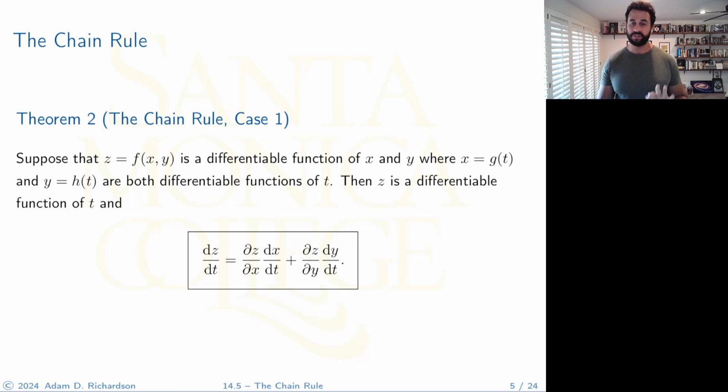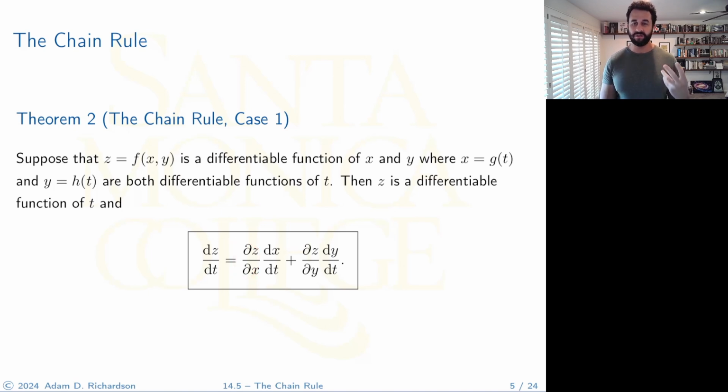Okay, a couple things I want to point out about this chain rule. For one, notice that this is a partial derivative because z is a function of two variables, x and y. So dz/dx doesn't make sense because z is a function of more than one variable. So all you can really talk about is a partial. So partial z, partial x.